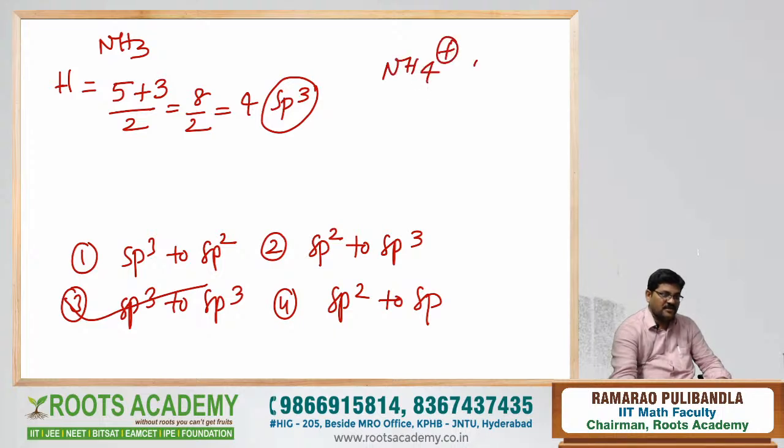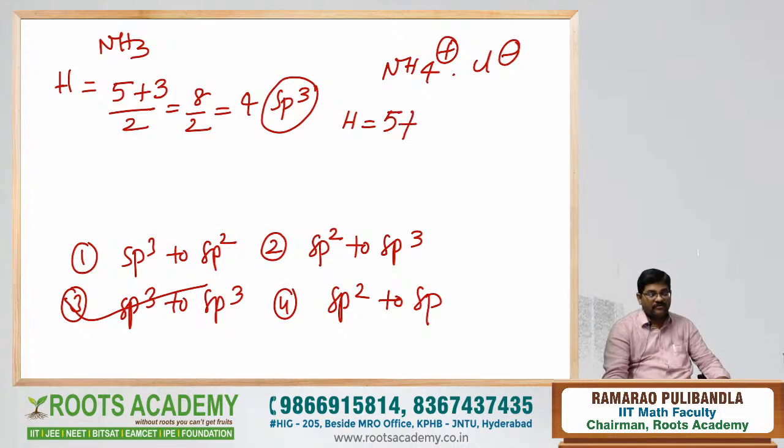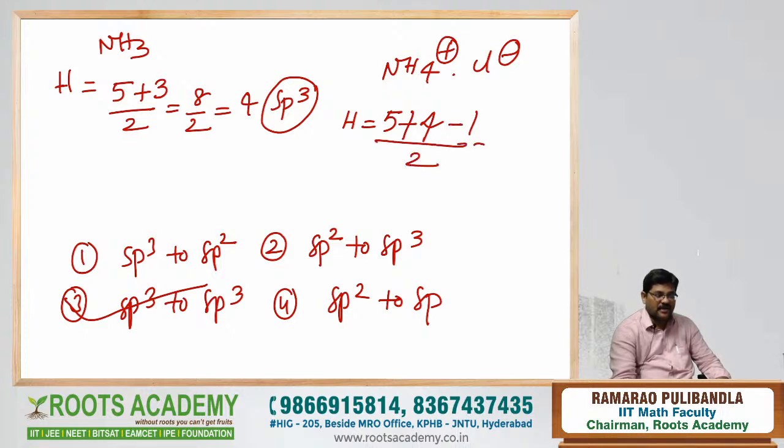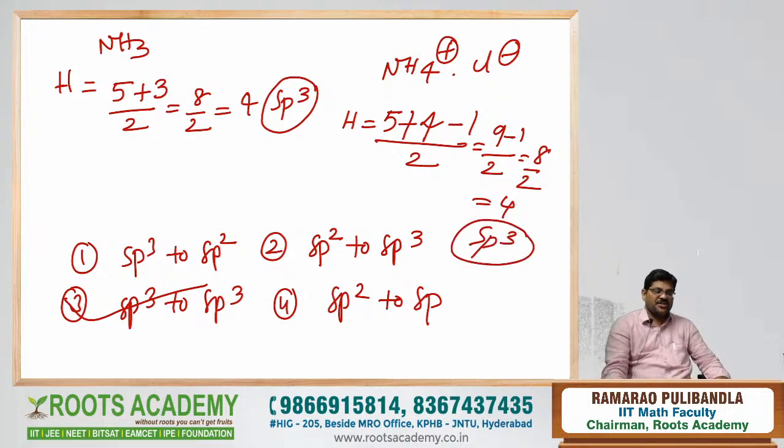Come to the ammonium chloride formation. When white dense fumes of ammonium chloride form, in the ammonium cation, find the hybridization. Nitrogen belongs to the fifth group, so 5, plus the number of surrounding atoms, which is 4. Plus charge means minus 1, so 9 minus 1 by 2, which is 8 by 2, which is 4. So the hybridization Sp3 does not change.